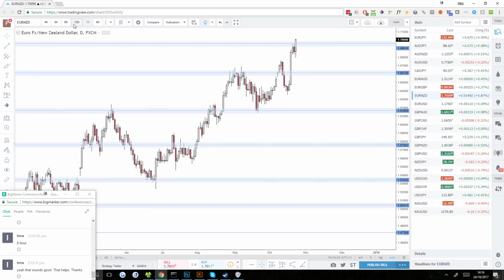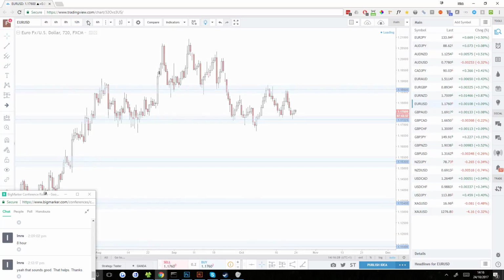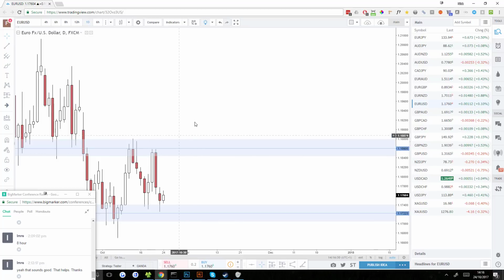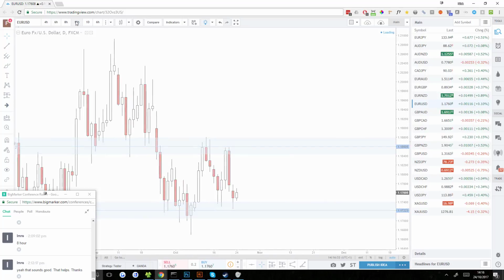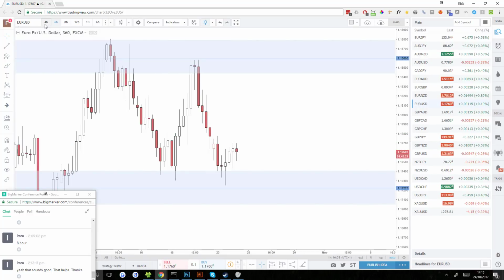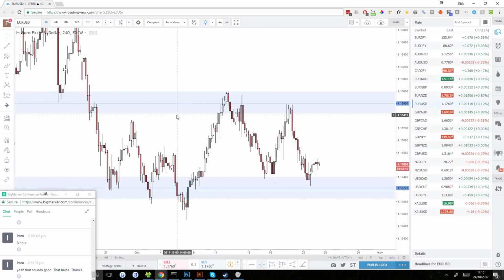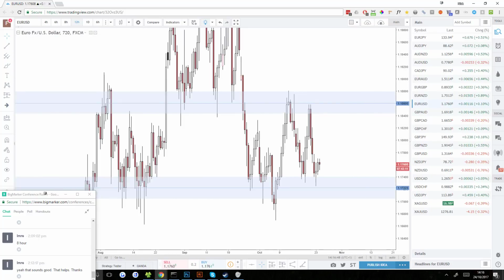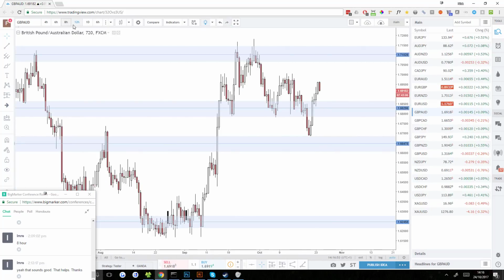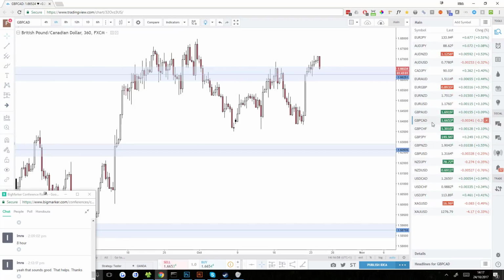Euro New Zealand, yeah. Just messing around up at resistance, nothing much. Euro USD. I was looking for a potential Euro USD long opportunity yesterday, but it just never really did what I wanted it to do. So I never really entered. Kind of moving up a little bit, but yeah, there's nothing here that I'm that interested in trading. GBP AUD, what's going on with this? Nothing much. GBP CAD.